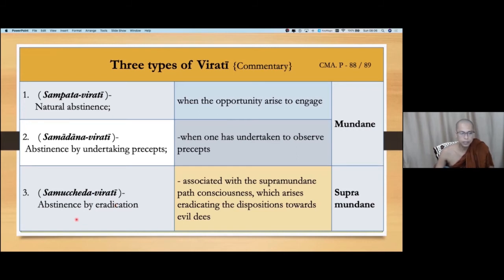Then the last one, samuchida virati, abstinence by eradication. When the supramundane consciousness, especially the supramundane path consciousness, arises, that eradicates the defilements. The underlying tendencies of the wrongdoings are defilements. They are eradicated by the samuchida virati that arises at the moment of supramundane consciousness as a part of the Noble Eightfold Path. So when the supramundane virati works, it eradicates all the underlying nature of the wrongdoings. That is why there is supramundane virati. So virati can be mundane and supramundane. This is the explanation that comes in the commentary.